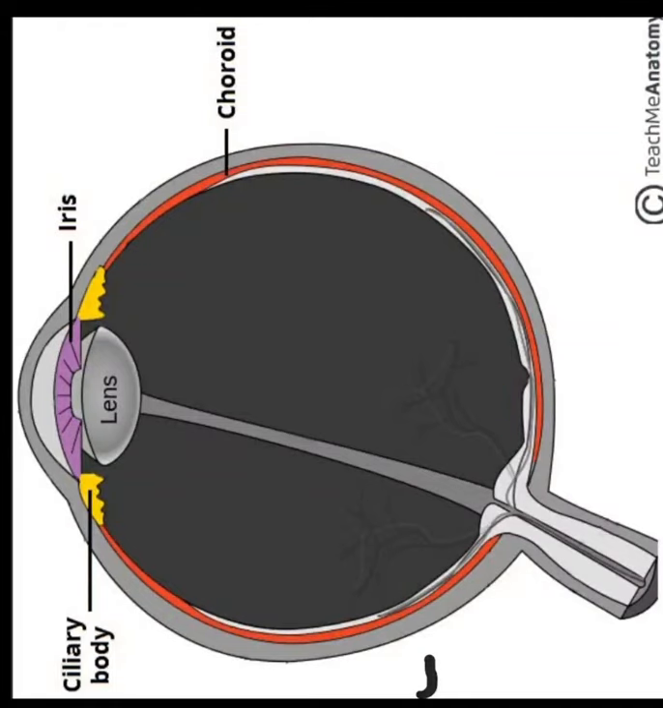Next, the choroid layer. The choroid layer is the middle layer of our eyeball. It is present on the inner side of the sclera. This layer is highly vascular. Highly vascular means it is richly supplied with blood vessels which provide nourishment to all parts of our eye. It also contains a dark black color pigment. This dark black pigment is called melanin pigment, which prevents light rays from reflecting and scattering inside the eyes.